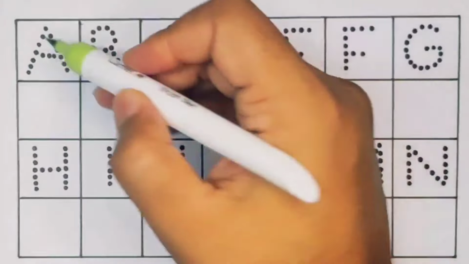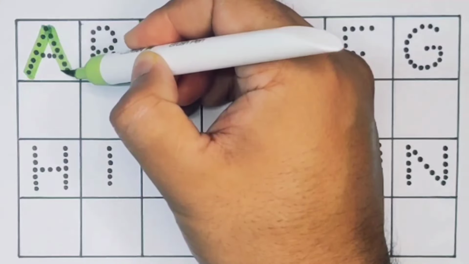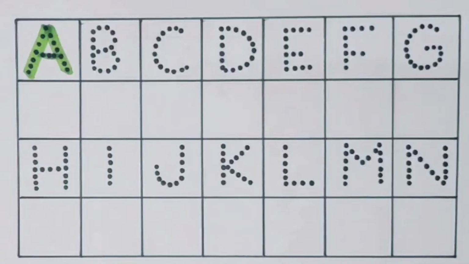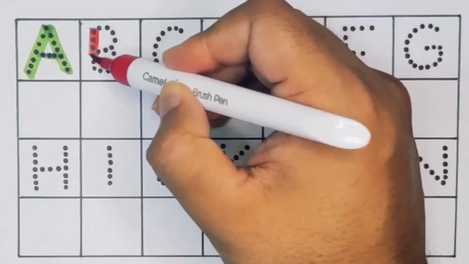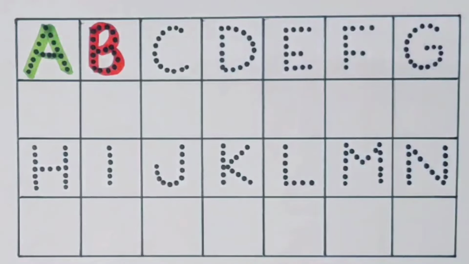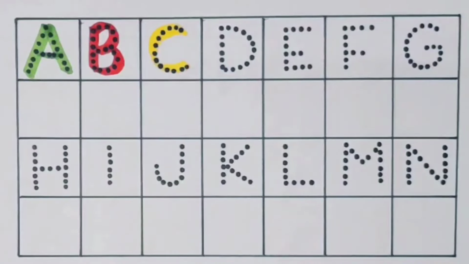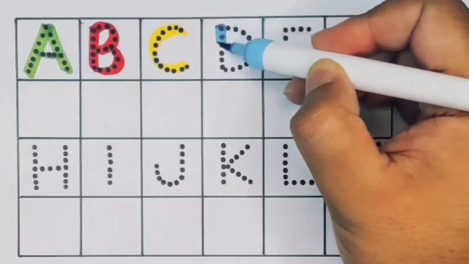First A for aeroplane. Next kids, B for bicycle. Next C for clock. Next D for doll.